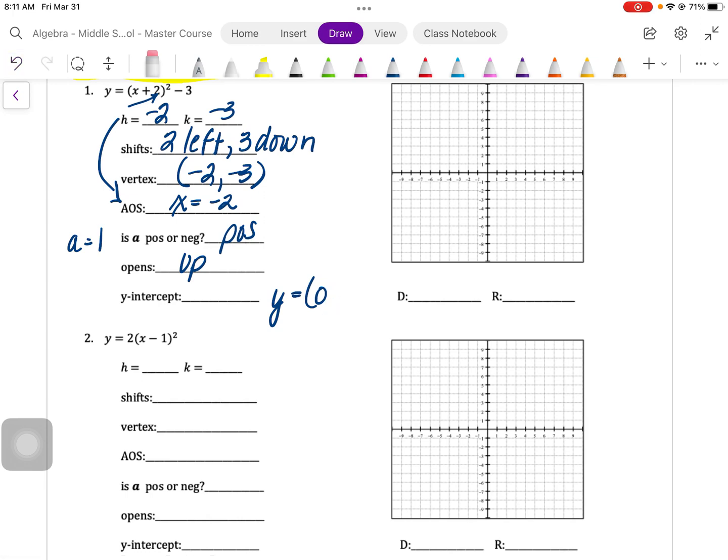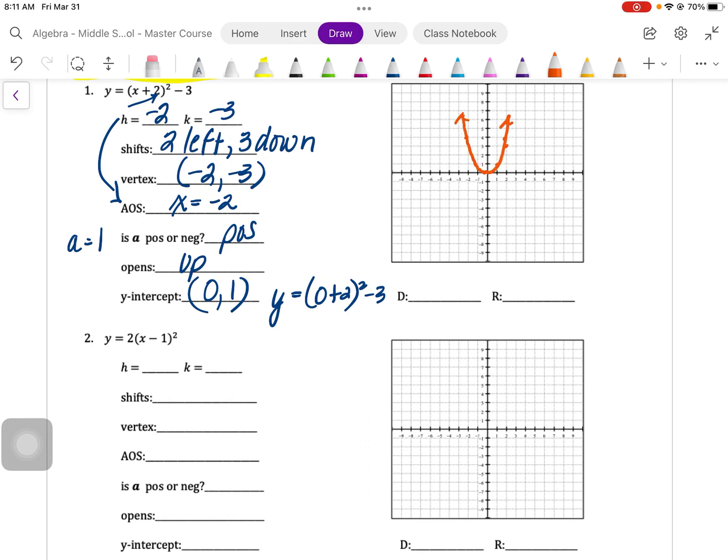Hold on, let me fix that. It's just 0 plus 2 squared minus 3. Okay, 2 squared is 4, minus 3 is 1. So there's that. I generally put in my parent function, this is my parent function here, just so you can kind of see what that's going to look like. Whoops, that actually goes there. So it's 0, 0, 1, 1, 2, 4.